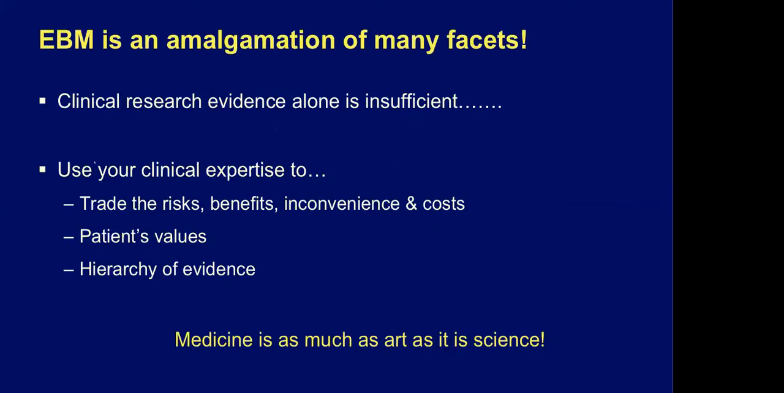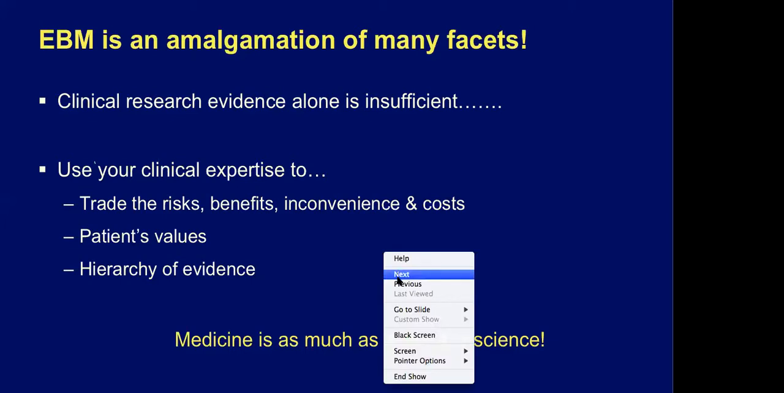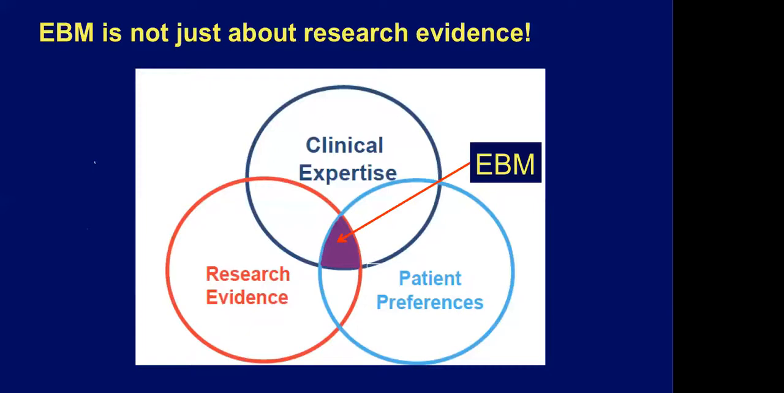So I think that's why EBM is an amalgamation of the many facets of which clinical research evidence is just one. You have to use your clinical expertise to trade off the risks, benefits, inconvenience, and costs. Look at what the patient wants, the patient's values, and put in the hierarchy of evidence that is available to finally come to a conclusion, not just based on what the research evidence says. And that's why medicine is as much an art as it is a science. And that's the reason why I am showing you this diagram at the end. I don't think you would have ever seen a talk on evidence-based medicine where this Venn diagram was shown at the end. Because I want you to clearly understand that evidence-based medicine is not just about research.